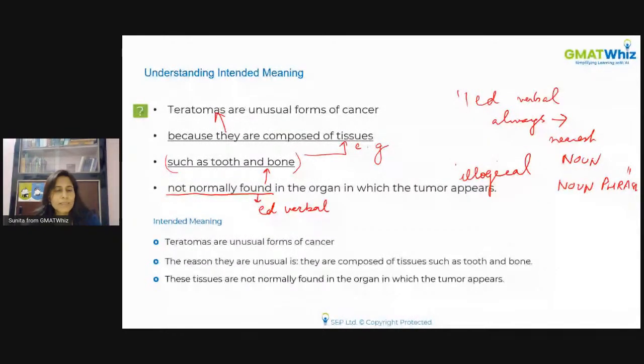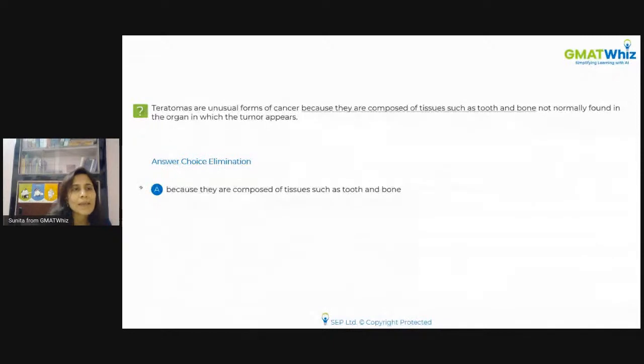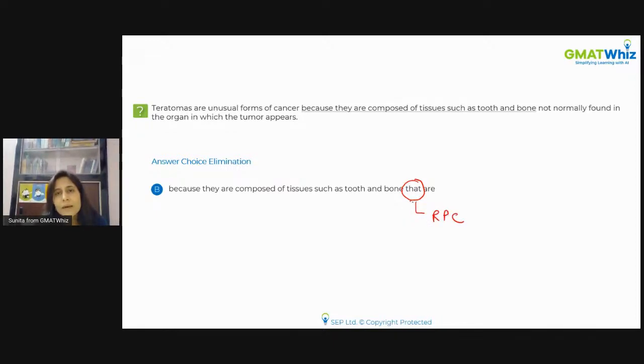Okay, so with that, let me move to eliminating the answer choices. In A, A is not correct because the not normally found here is incorrectly modifying tooth and bone, this portion. So that is illogical. B: because they are composed of tissues. So we are saying teratomas are unusual forms of cancer because they're composed of tissues such as tooth and bone, fine, that are. Now here, really not much has been changed. That are is a relative pronoun clause, and it is clearly again modifying the nearest nouns, tooth and bone.